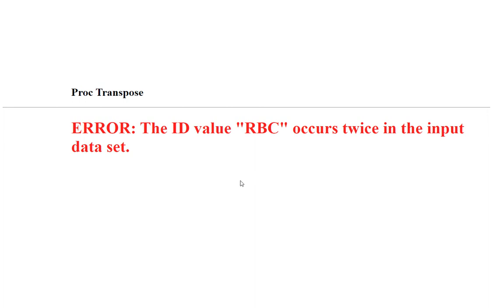In this video, we will see a scenario where we get the error message which says the ID value RBC occurs twice in the input data set. So this text RBC can be any value based on your data. So we get this error when we try to transpose the data.